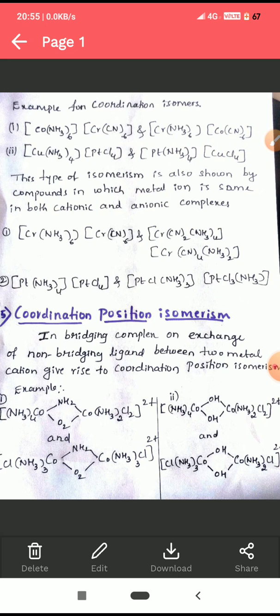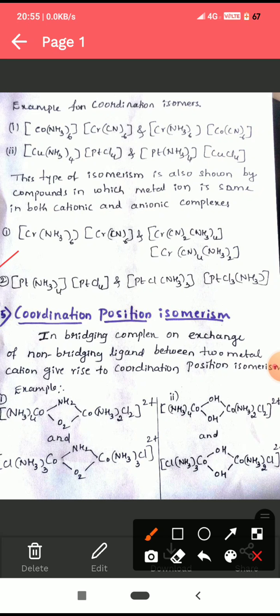There, what happens is that the number of ligands are exchanged. Okay, if in one complex there are 4 ammonia and 2 cyanide, in the next one there are 2 cyanide and 4 ammonia. The central metal ion will be fixed, but the arrangement of the ligands will be different. Such examples are also there. Okay, you can see the first example.